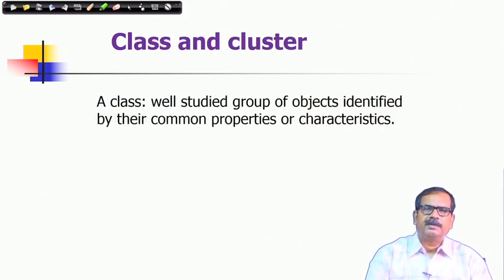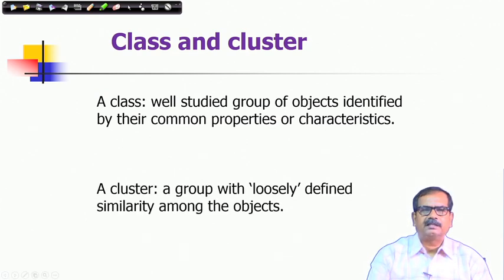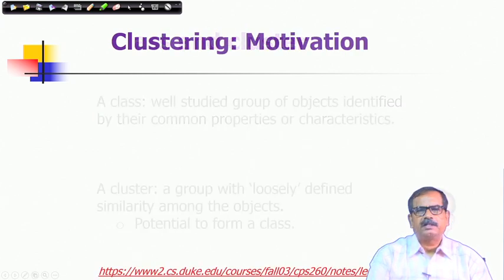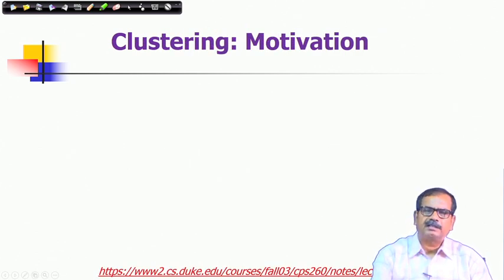So, what is the difference between class and cluster? A class is a well studied group of objects identified by their common properties or characteristics, whereas a cluster is a group with loosely defined similarity among the objects. It has the potential to form a class. So, what are the motivations of clustering? I have given one example of its applications, like segmenting images.